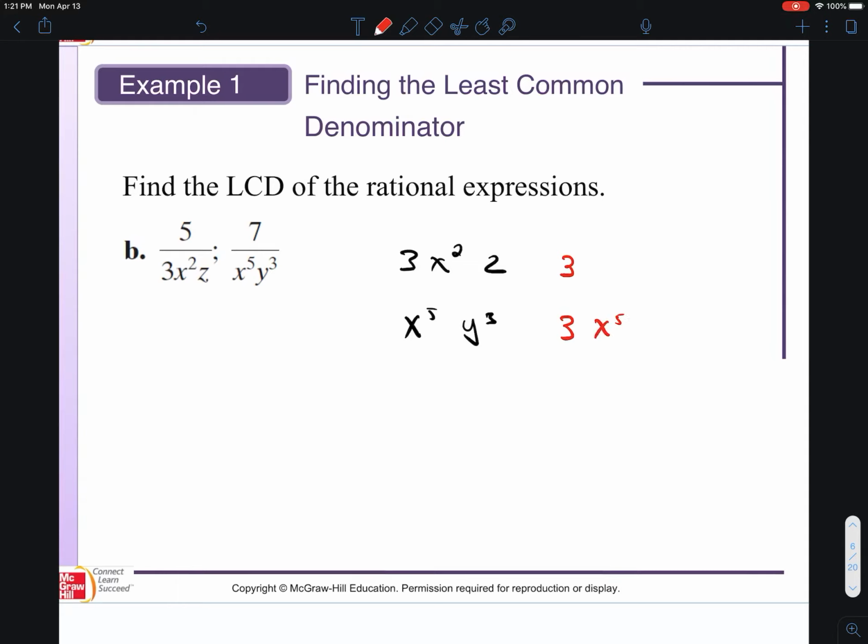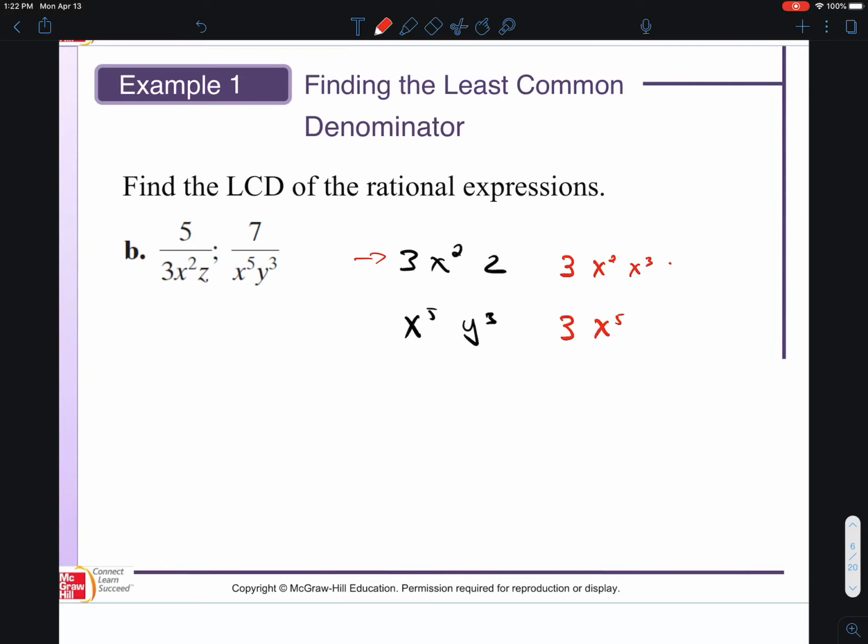I'm going to give it a 3 because this one already has a 3. Now this one has x to the 5th power. Since the top one has x to the 2nd power, I'm going to give it an x to the 3rd power in order for it to be the same. So I'm going to rewrite the x to the 2nd power, but I'm also going to give it an x to the 3rd power.